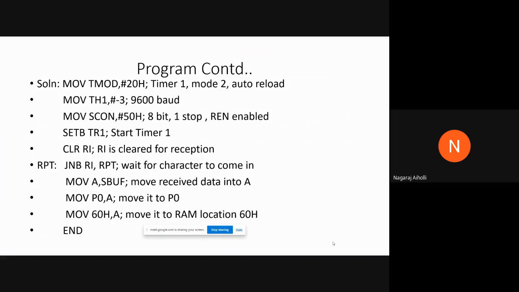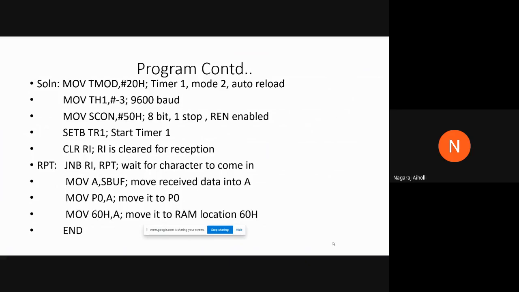Then the next 0101 is for SM0, SM1, SM2 and receive enable REN, which is set to 1 for receiving the data. Then start timer 1 using the instruction SETB TR1. Then CLR RI, clear receive interrupt, because if previous data was received, we have to clear the RI flag for the next round of receiving.